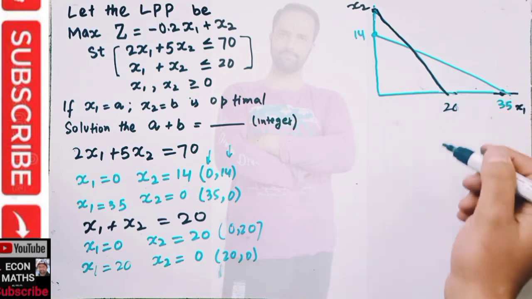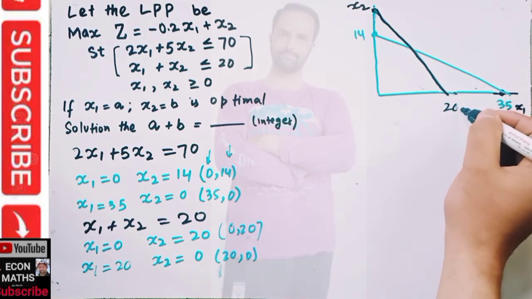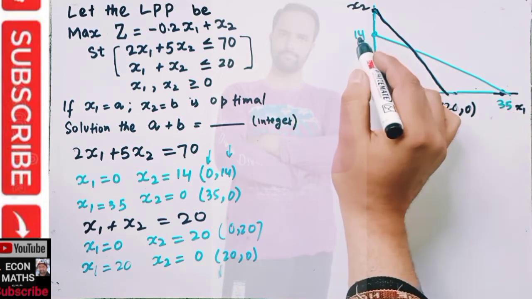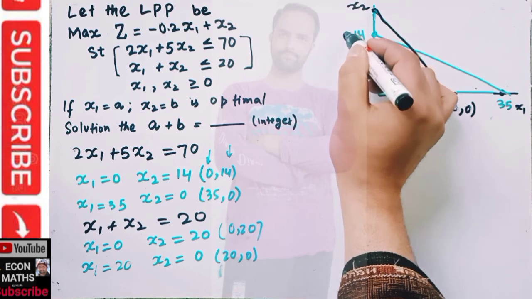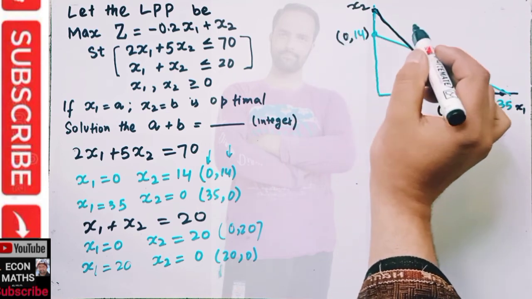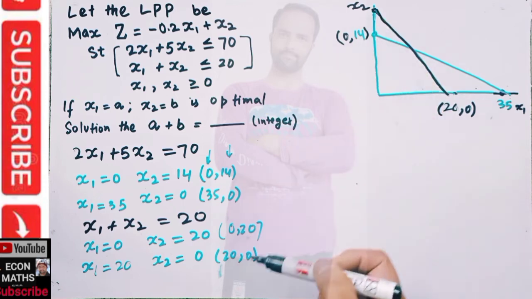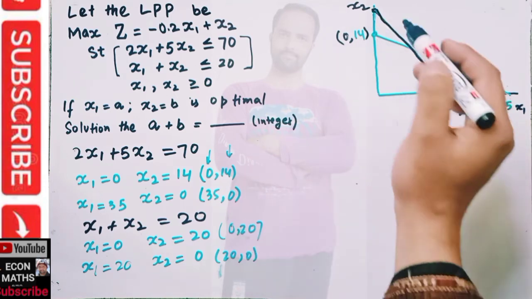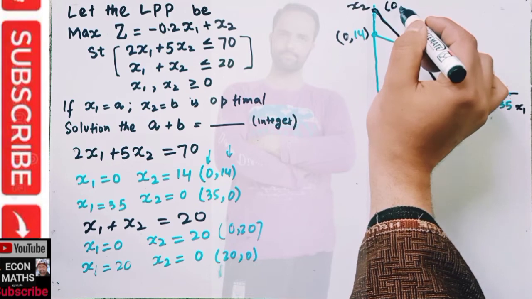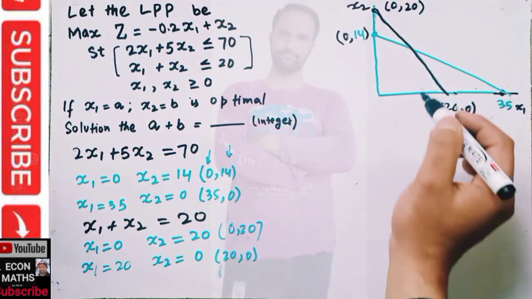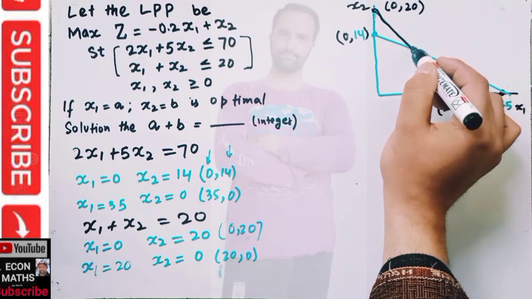The coordinates obviously are here 20, 0, and here 0, 14. Okay, I am just writing them. So the coordinate of this point is 0, 20. So I will write here 0, 20. Okay, now let's try to find out the coordinate of this point.